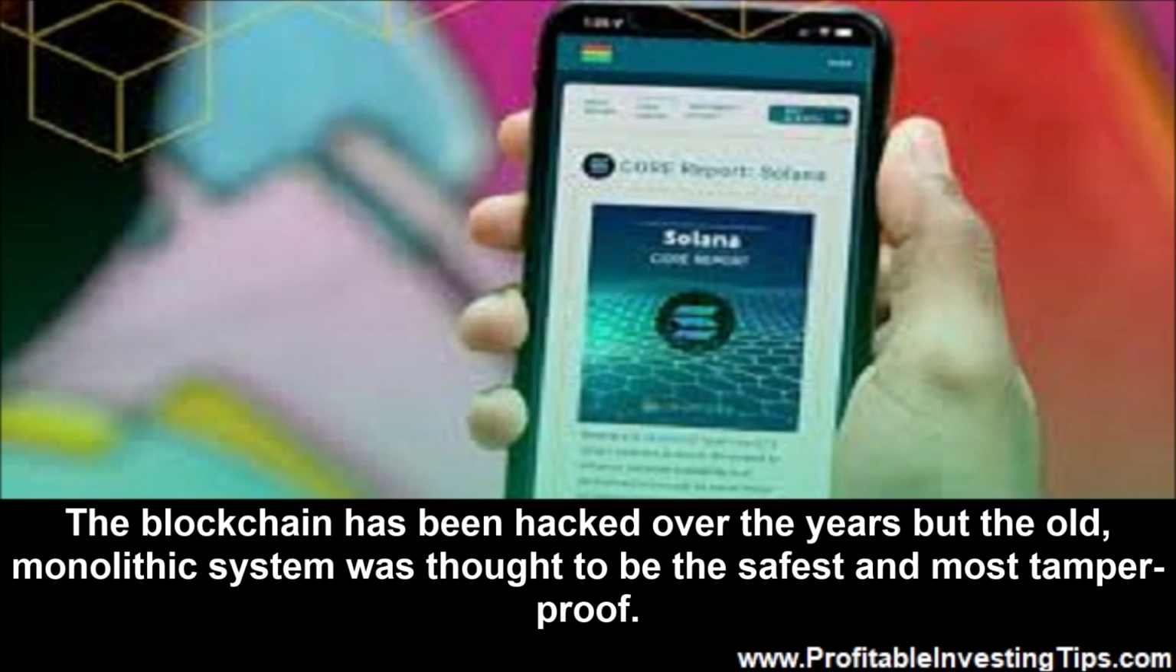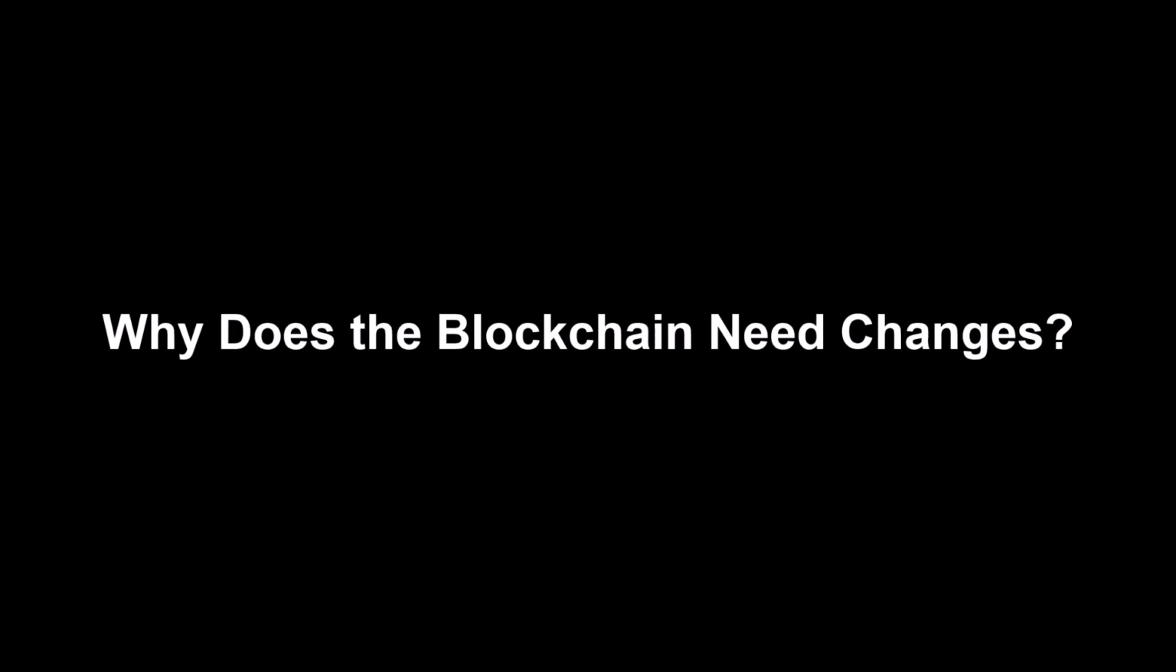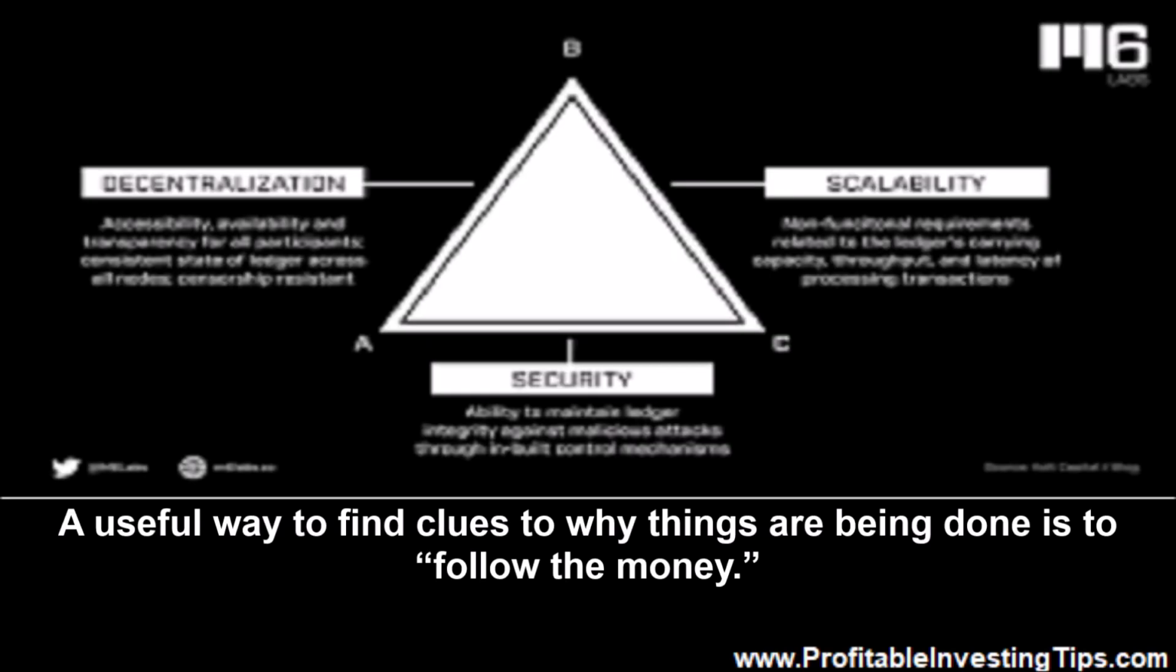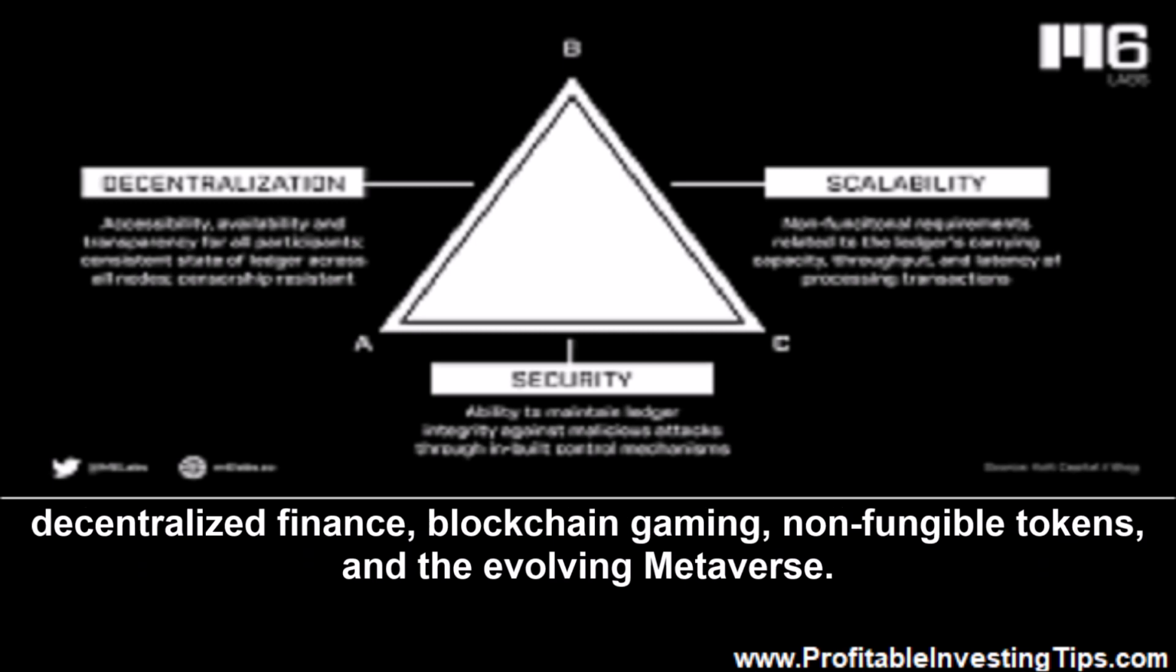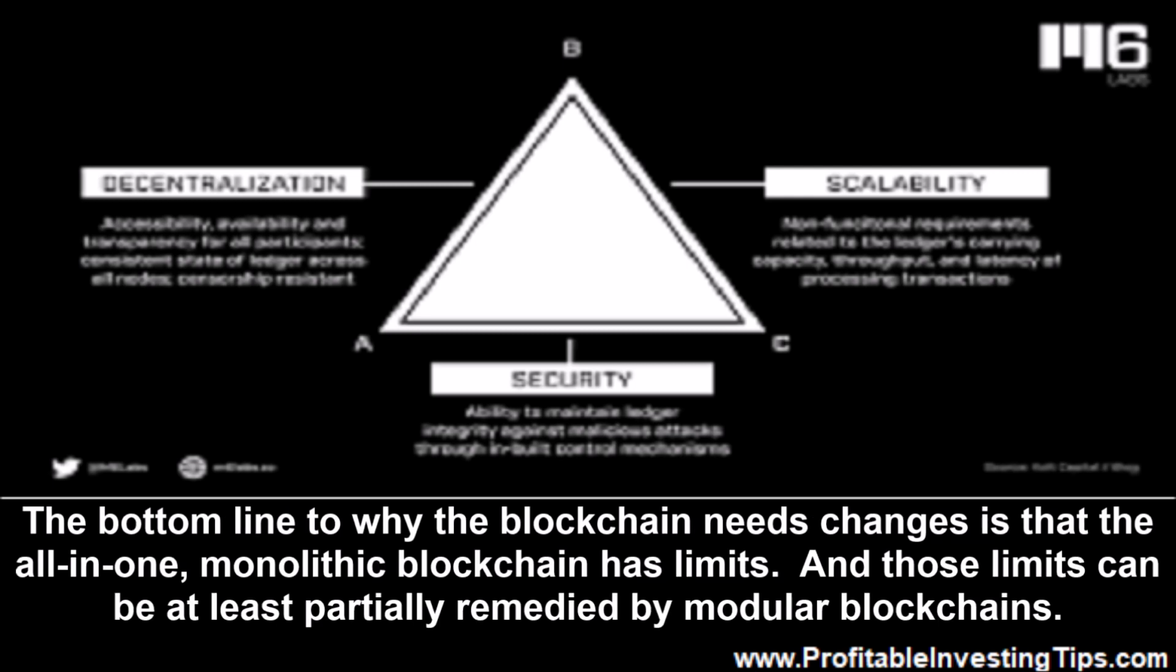Why does the blockchain need changes? A useful way to find clues to why things are being done is to follow the money. In the case of the blockchain, this has to do with controlling the cost of operating a steadily growing system for supporting cryptocurrencies, decentralized finance, blockchain gaming, new fungible tokens, and the evolving metaverse. The bottom line as to why the blockchain needs changes is that the all-in-one monolithic blockchain has limits, and these limits can be at least partially remedied by modular blockchains.